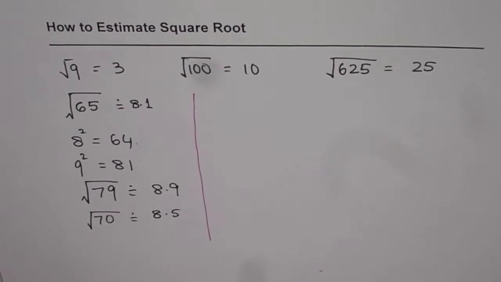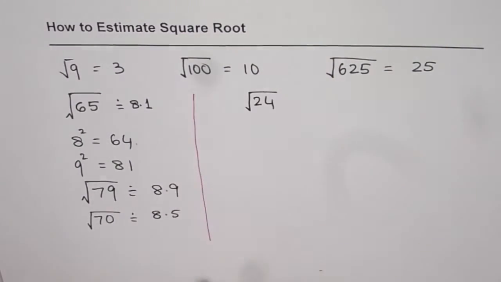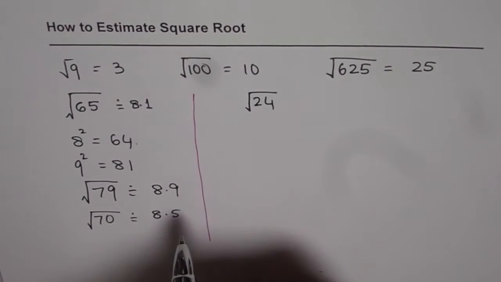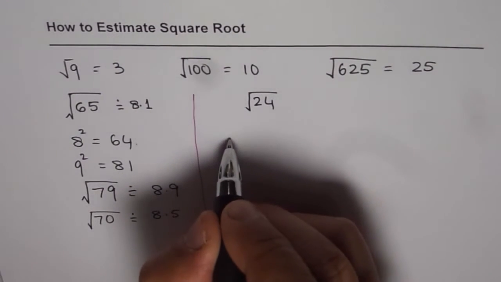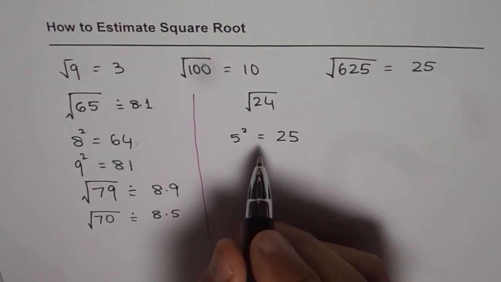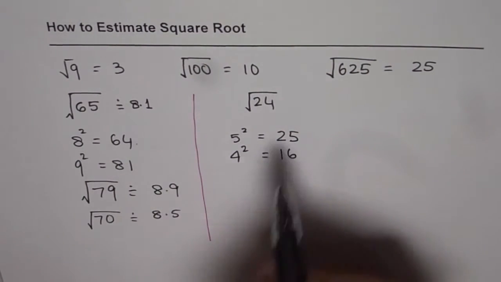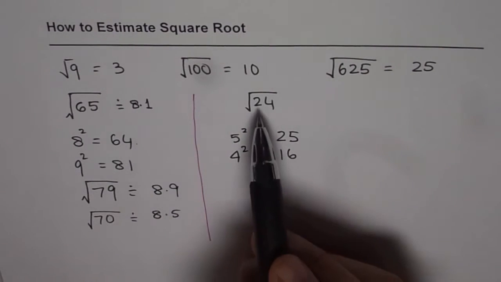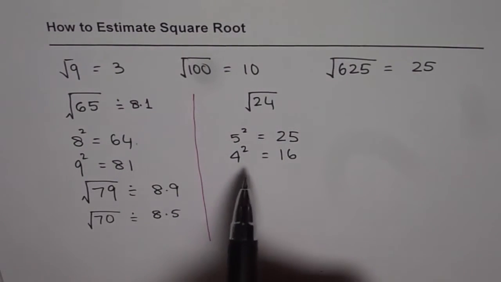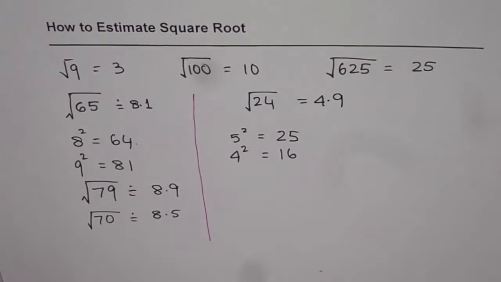Let's try it once again. Now this time let us take a number, let's say, square root of 24. So I've taken a smaller number this time. Square root of 24 means, well, it is less than 25, so we have 5 square, which is 25, and 4 square is 16. So it is between 16 and 25, and of course 24 is closer to 25. Therefore we will estimate this as 4.9. So 4.9 is a good estimate for square root of 24.